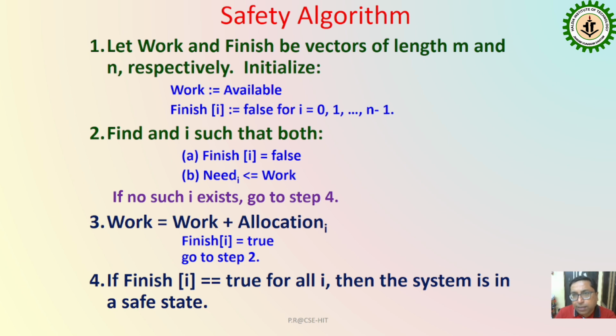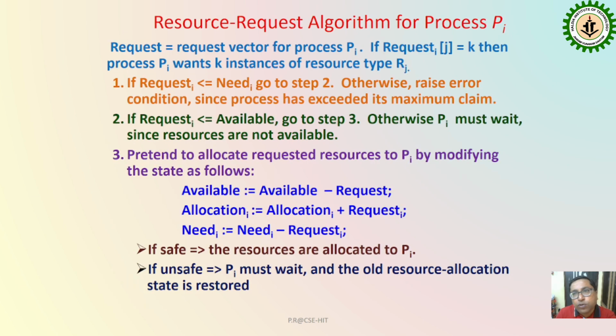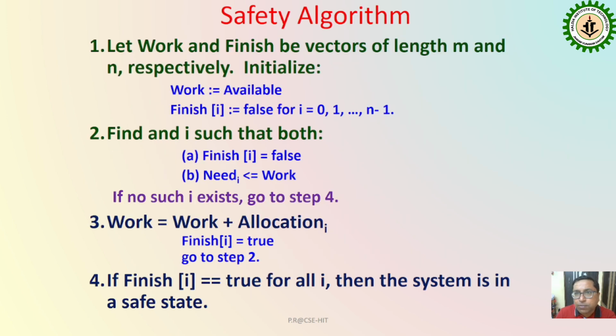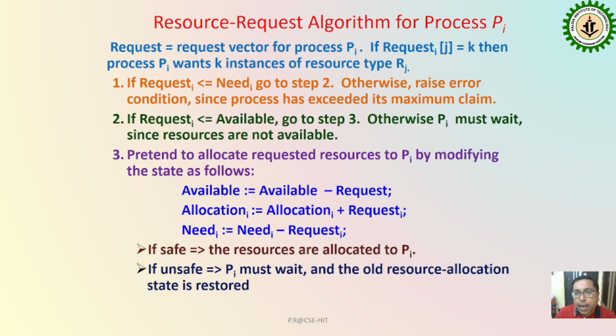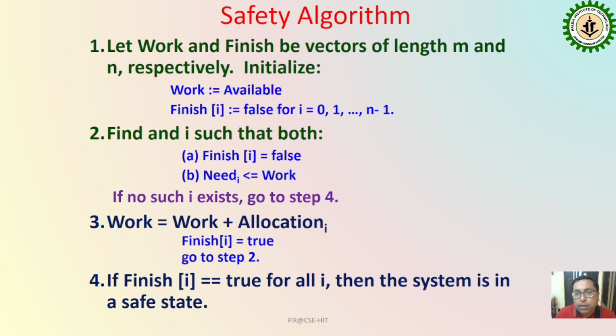In the banker's algorithm, there are two algorithms. One is the safety algorithm, and the other is the resource request algorithm. These two algorithms we have to execute, and we will describe them using an example so that we can better understand the algorithm.